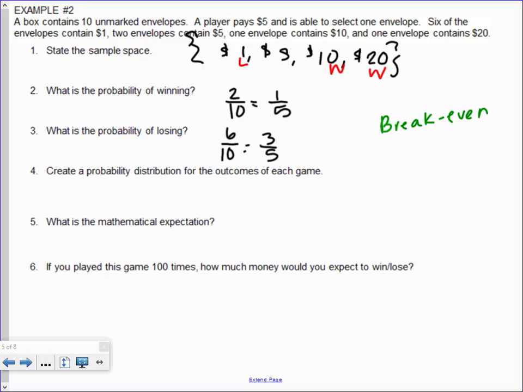What's the probability that you break even? 1/5, 2 out of 10, or 1/5. So notice that now my break-even plus my win plus my loss adds up to 1. Okay, so that's important. When you made your probability distribution, what values did you include? Just give them to me.